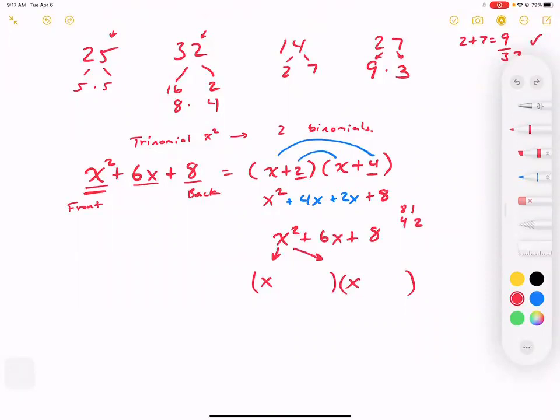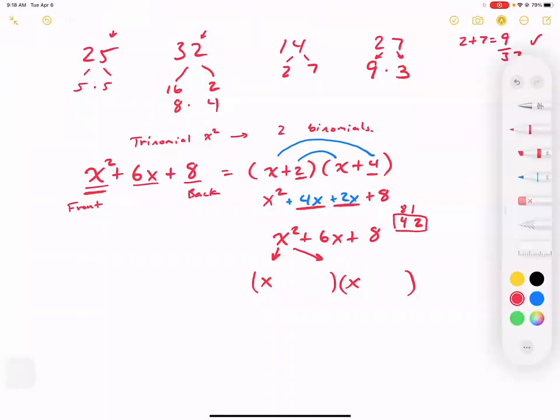Do any of these combinations add up to become 6? Looking here at my possibilities for 8, 8 and 1 and 4 and 2, do any of these possibilities add up to become 6? Hopefully you see that 4 and 2 add up to become 6. And guess what? 4 and 2 are also the same numbers that we had used here.